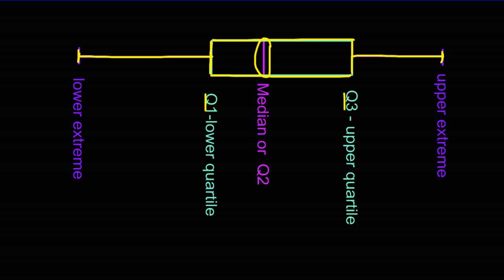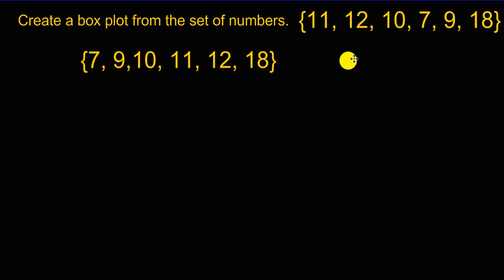Let's have a look at how to actually make a box and whisker plot. So we have a set of data here, and it says to create a box plot from the set of numbers, and we're going to create a box and whisker. The first thing we need to do whenever we're creating one is to put the numbers in order from least to greatest. So I go ahead and do that.